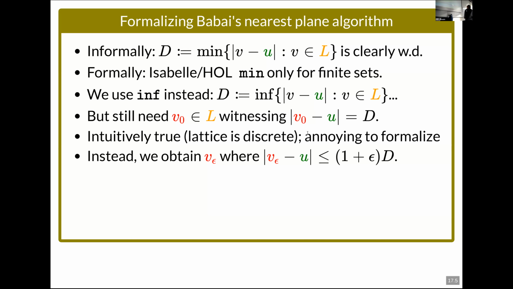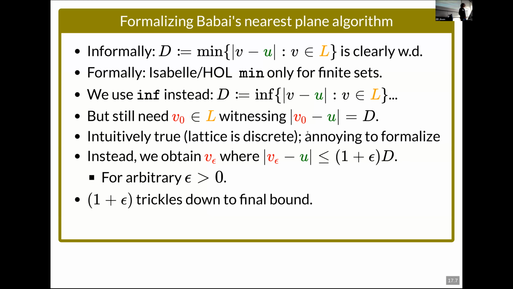So instead, we opted to obtain this V epsilon, where the distance between V epsilon and U is less than or equal to 1 plus epsilon times D, right? And this exists by the definition of inf. And we can do this for arbitrary epsilon greater than 0, of course. So this 1 plus epsilon trickles down into our final bound, but because epsilon was arbitrary, we can remove this. So actually, this makes our proof a little simpler, and we get just as strong of a result.